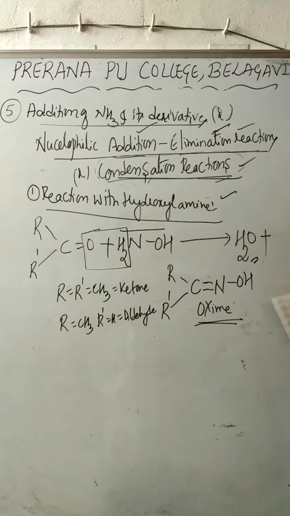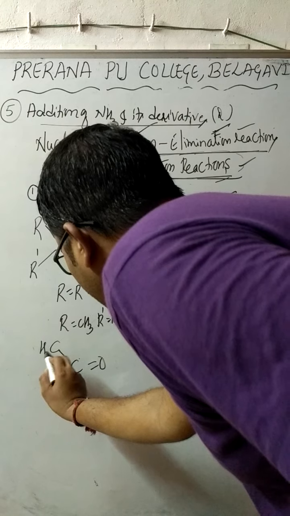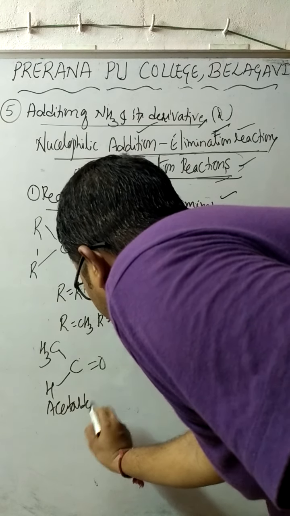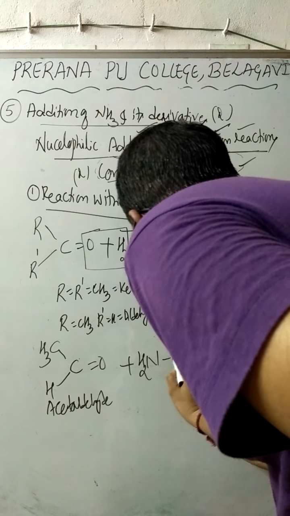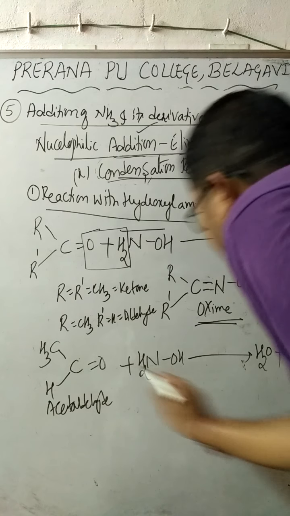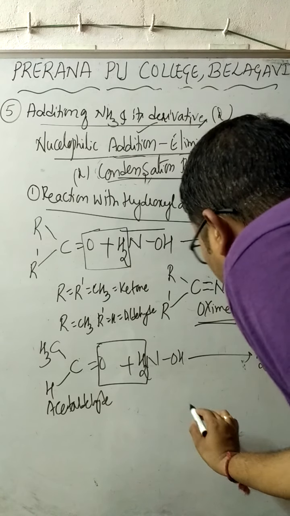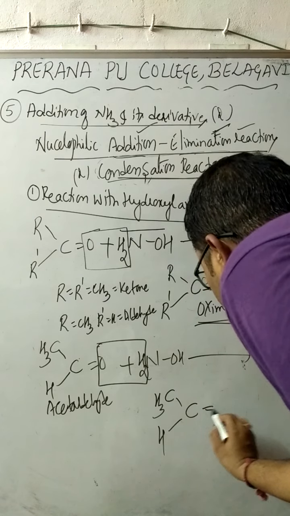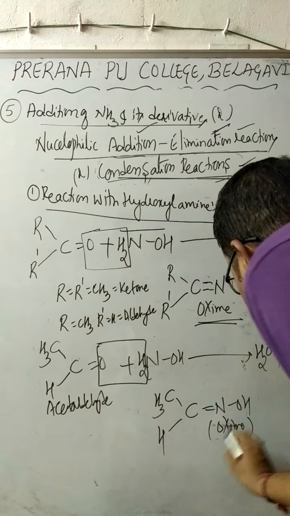Suppose I write a particular example by considering an aldehyde, that is C double bond O with CH3 with H. This is called acetaldehyde. When this acetaldehyde is made to react with hydroxylamine, the water molecule gets eliminated. This is the elimination of the water molecule. Along with this, what are we going to get? CH3, single bond H, with double bond N, with single bond OH, which is again considered an oxime.